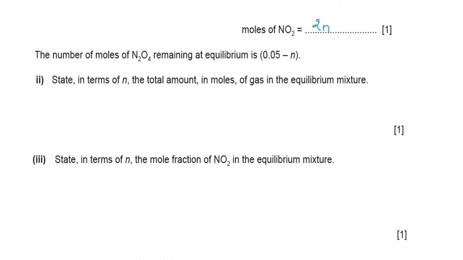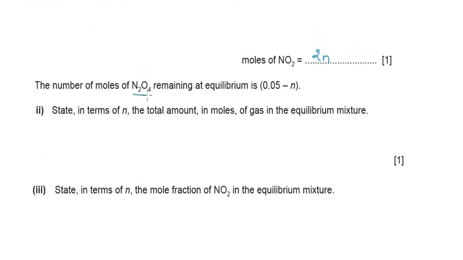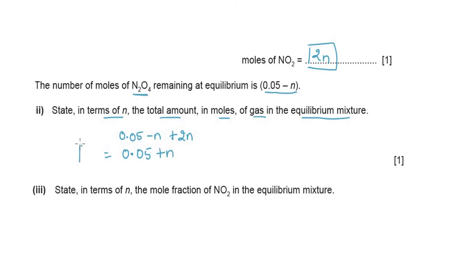Further, the question says that the number of moles of dinitrogen tetroxide remaining at equilibrium is 0.05 minus N. State in terms of N the total amount in moles of gas in the equilibrium mixture. Now if the number of moles of N2O4 remaining at equilibrium is 0.05 minus N and the moles of NO2 is 2N, then if we add both, we get the value 0.05 plus N as the total number of moles of gases in the equilibrium mixture as our answer.